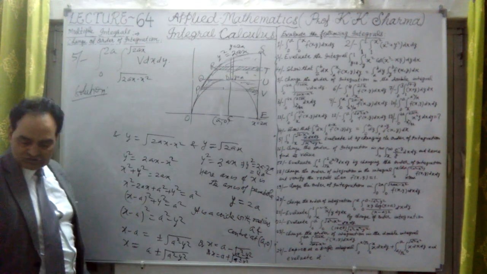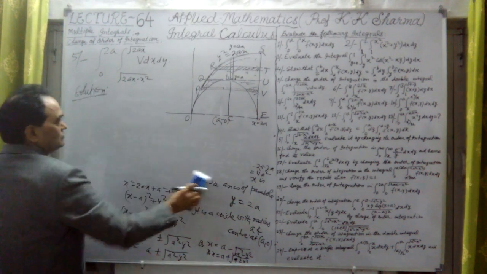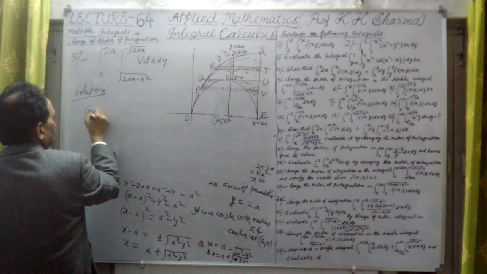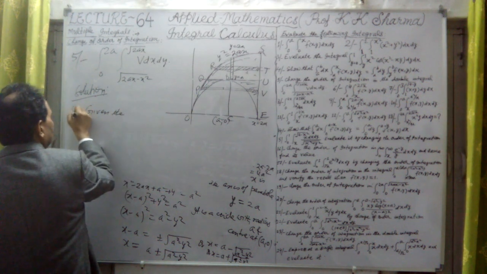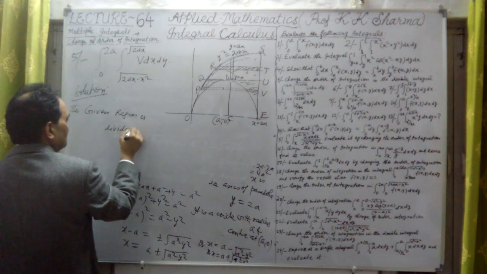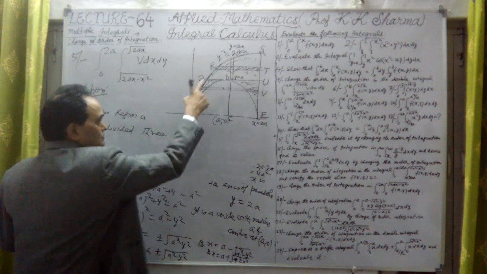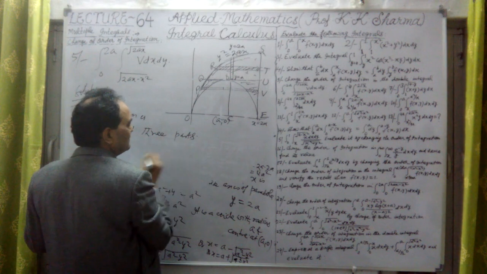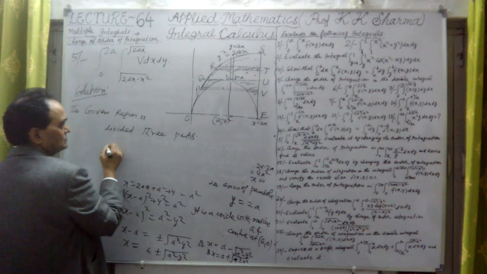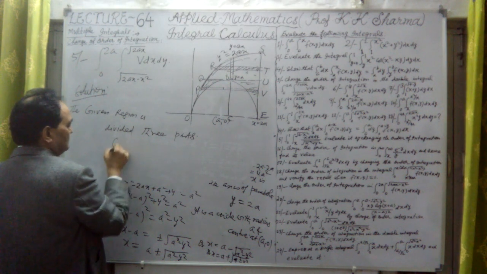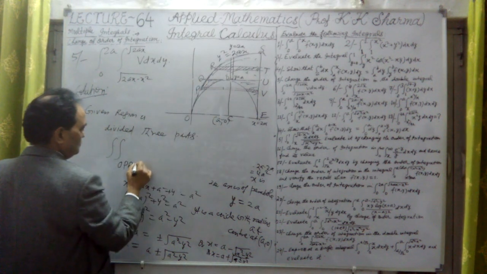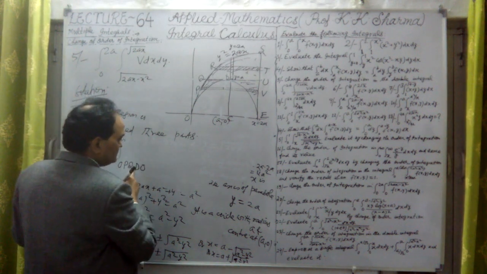There are three regions here. So here the given region is divided into three parts, into three regions. What are these three parts here? The first part is O, P, Q, and D, and O here. Let me write the double integral. Here is OPQDO. This is the first region here.